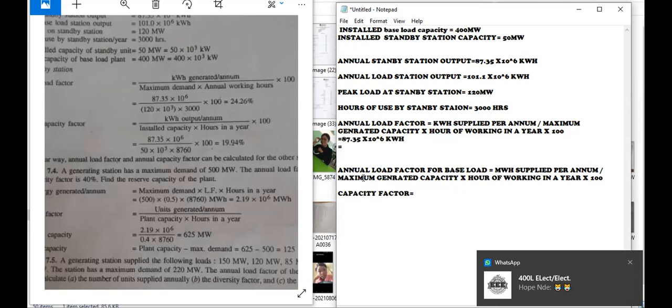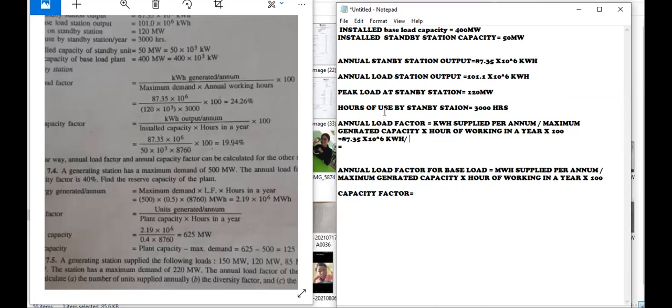Divided by the maximum demand, right? So the maximum, let me see here, peak. See it. I told you that the peak. So this is the maximum it can. Maximum is 120 megawatts. So we do 120 megawatts times the hours of working. It tells us is what, 3,000, right? So remember, times 100, all these things to be multiplied by 100. So let's see what our answer will give us. Let me do it in my calculator.